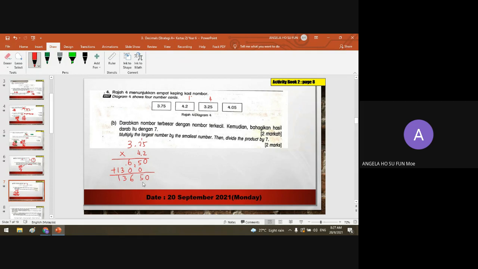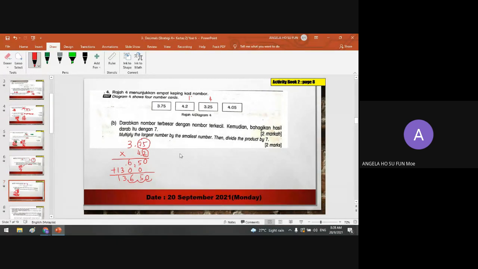Okay, where is the decimal point? Do I follow here or here? No, no, no. Look at this. How many places after the decimal point? 2. How many places after the decimal point? 3. So 1, 2, 3. So I shift here, 1, 2, 3. So my answer after multiplying the largest number with the smallest number is 13.650. Then not finished yet, then divide the product by 7. Don't leave your answer like this.